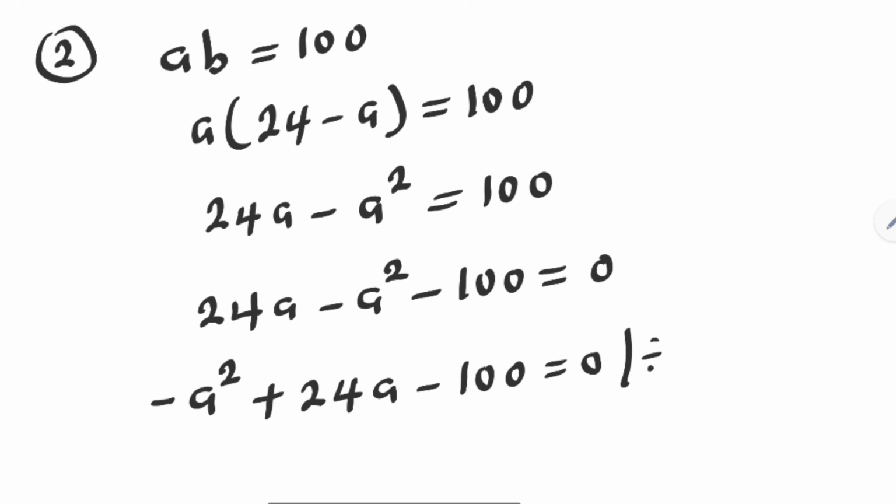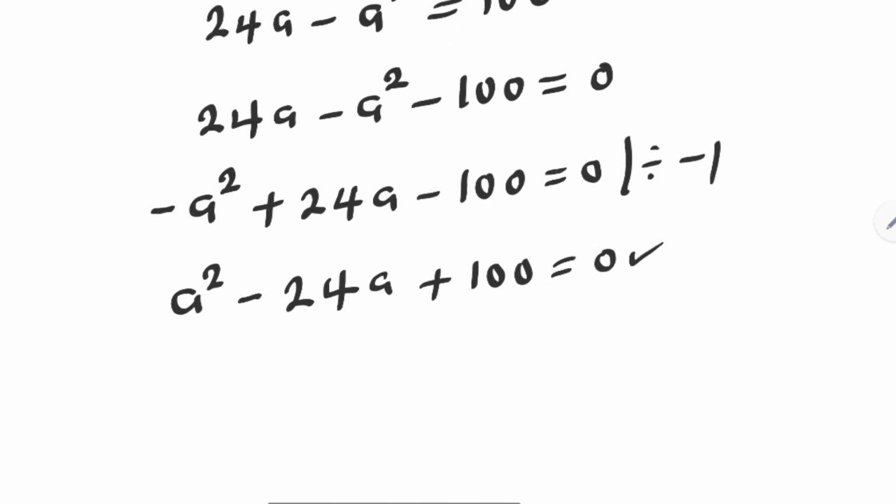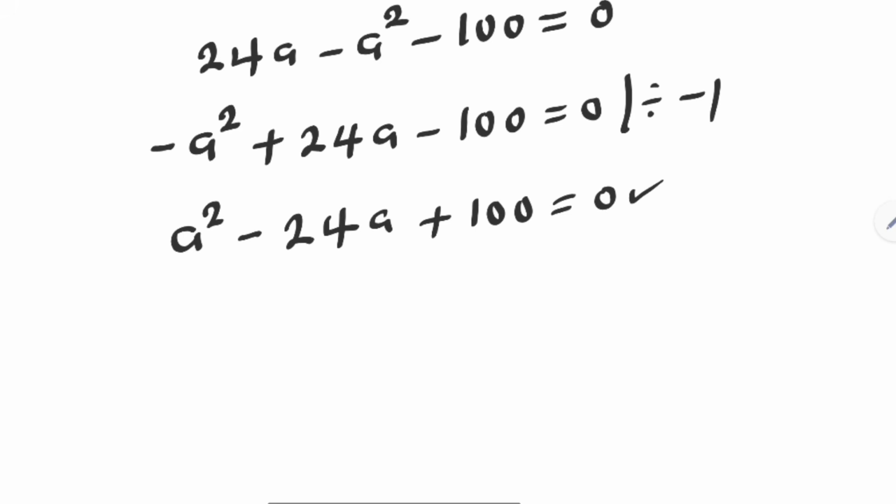Let us divide the whole of this equation by minus 1. Minus A square divided by minus 1, that is A square, plus 24A divided by minus 1, minus 24A, minus 100 divided by minus 1, plus 100 is equal to 0. This is a quadratic equation. Let us solve this using quadratic formula.